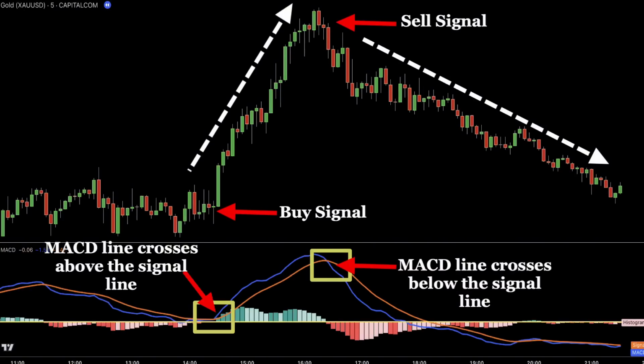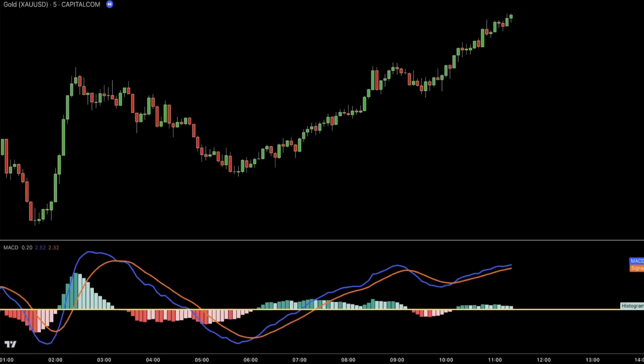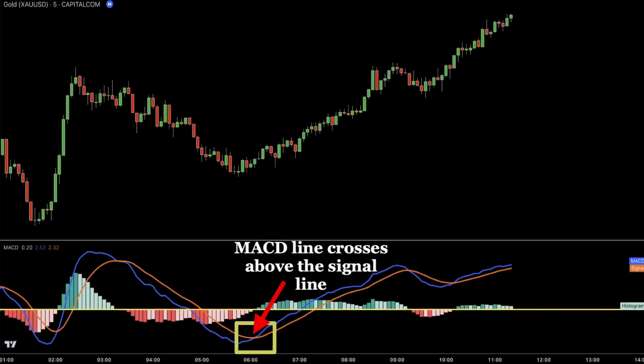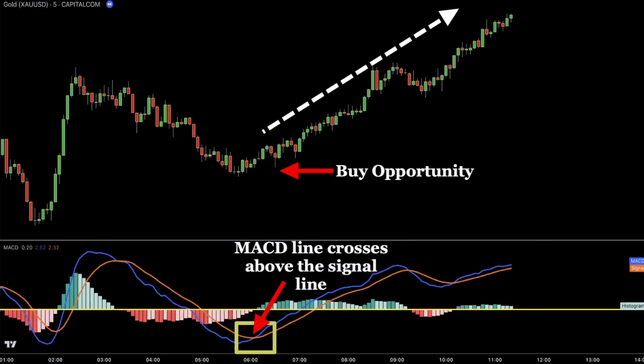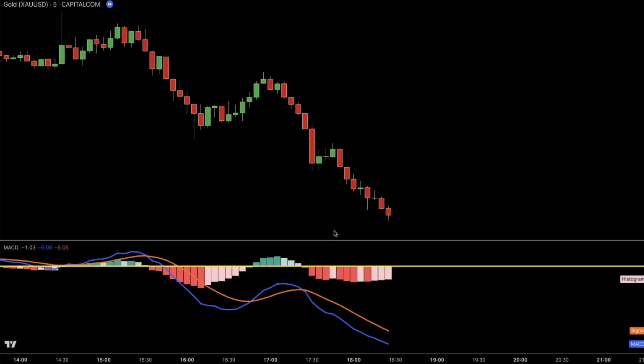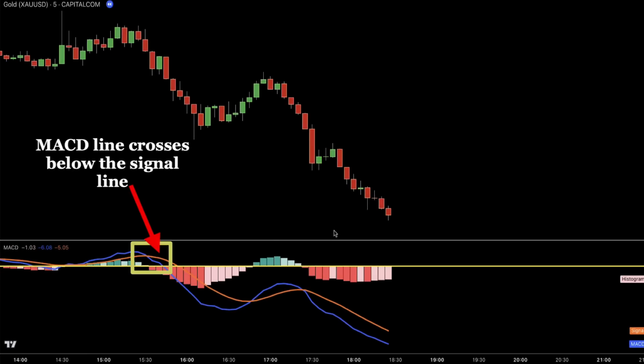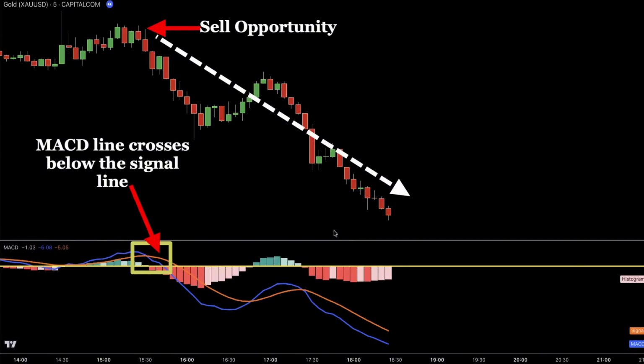Let me show you a chart example. In this uptrend, notice how the MACD line crosses above the signal line. This crossover signaled a great buy opportunity, and the price moved up beautifully afterward. Similarly, in this downtrend, the MACD line crosses below the signal line. This crossover gave a strong sell signal, and the price dropped significantly.